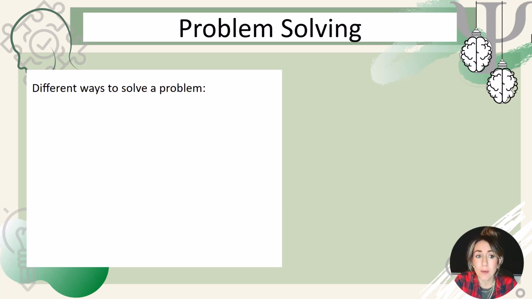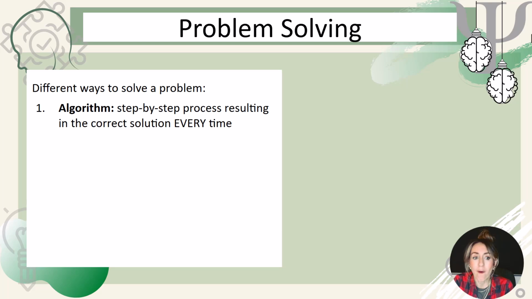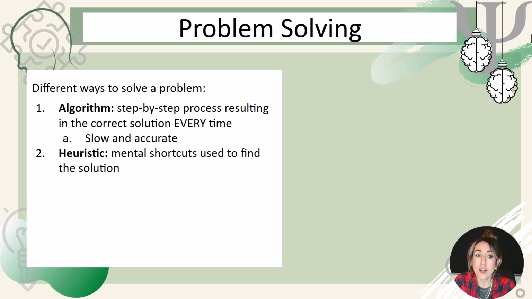So, when we talk about problem solving, there are a few different ways that humans typically try to solve a problem. The first way is that we use an algorithm. An algorithm is a step-by-step process that results in the correct solution every time. It's methodical, it is slow, but it is always accurate. Another way that we could solve a problem is using a heuristic. A heuristic is a mental shortcut. It's just something that we use to find a solution. It is very quick, but often prone to error.